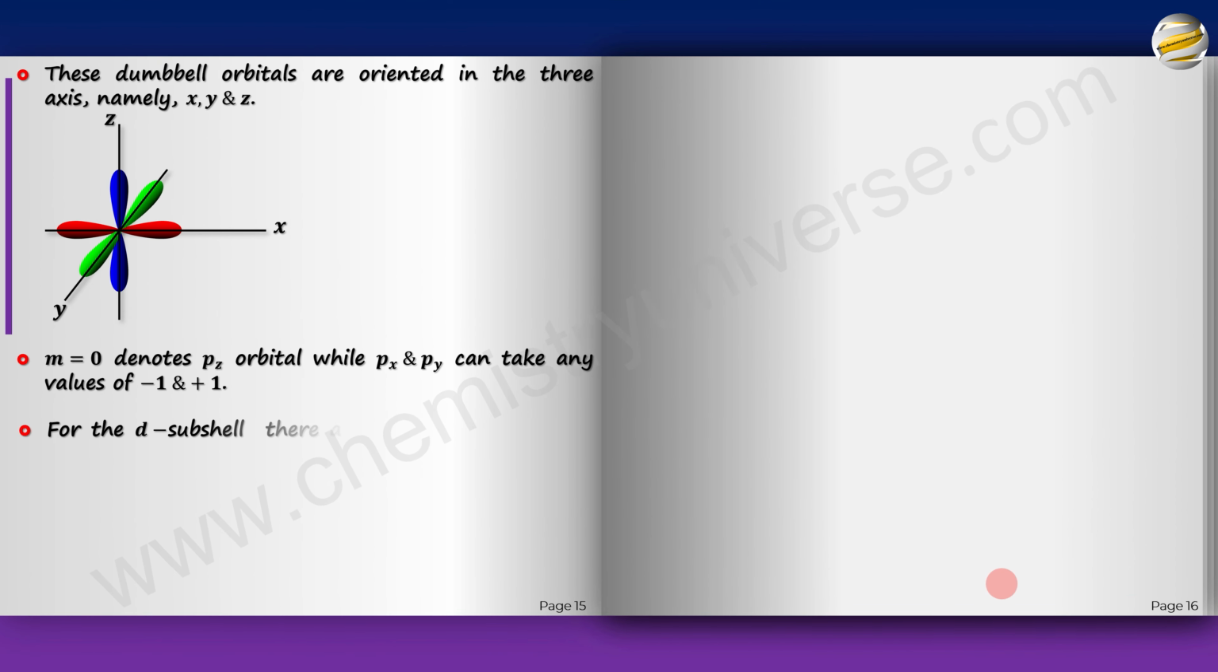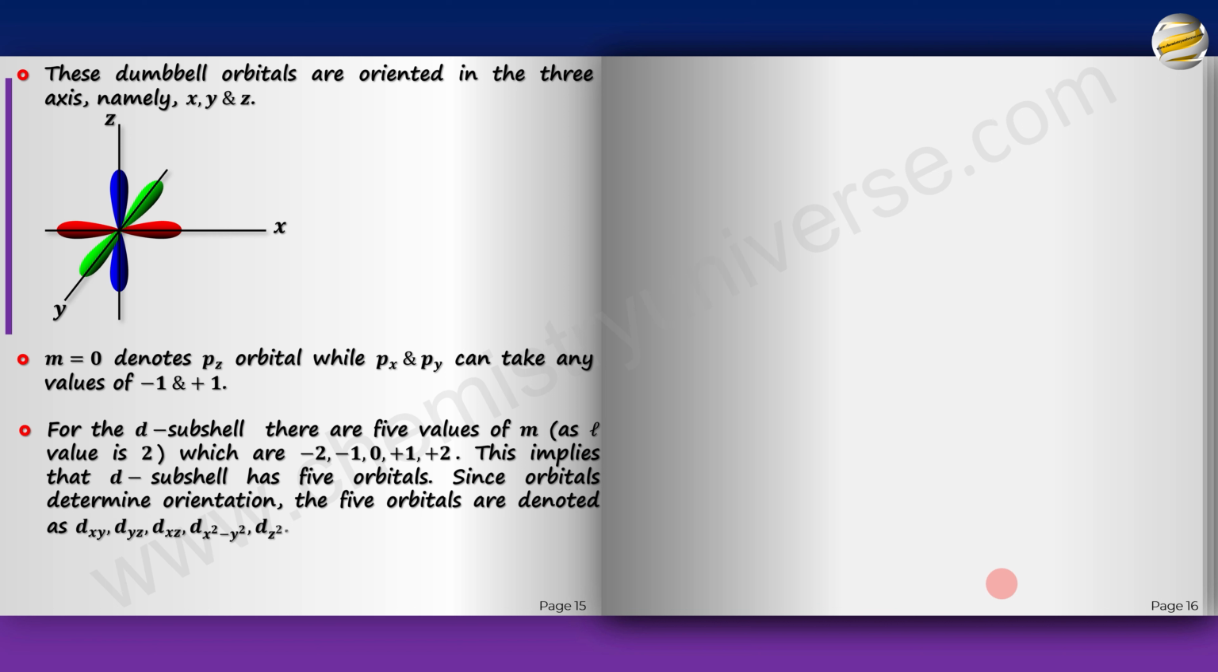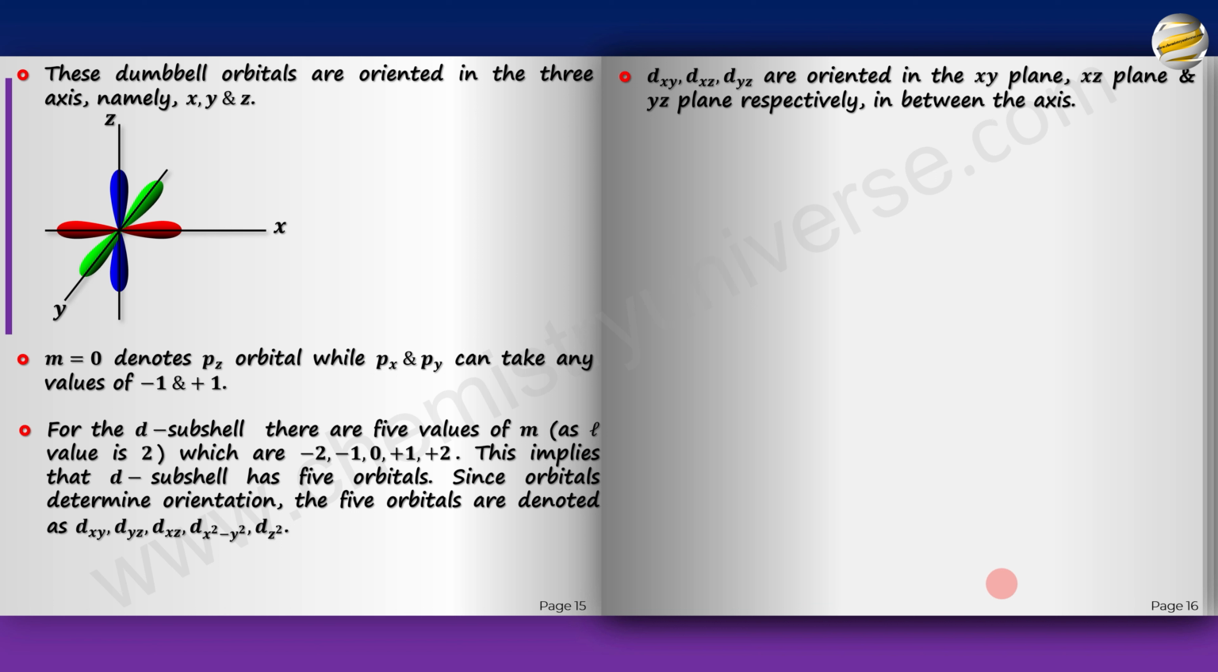For the D subshell, there are 5 values of m, and this implies that the D subshell has 5 orbitals. Since 5 orbitals determine orientation, the 5 orbitals are denoted by dxy, dyz, dxz, dx squared minus y squared, and dz squared. So let me show you each of these. dxy, dxz and dyz are oriented in the xy, xz and yz planes respectively, in between the axes.